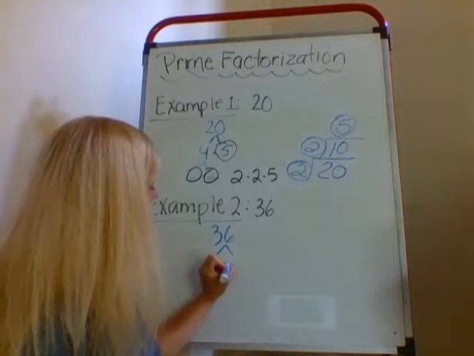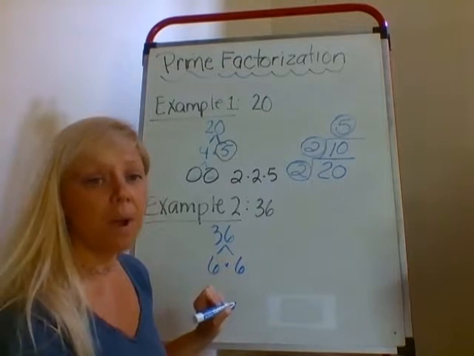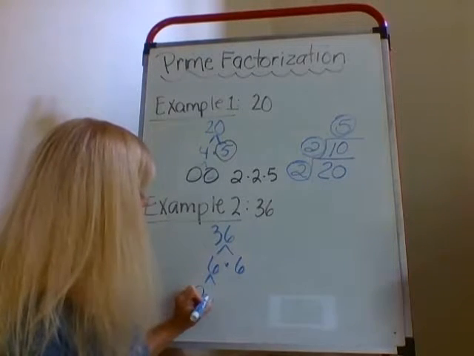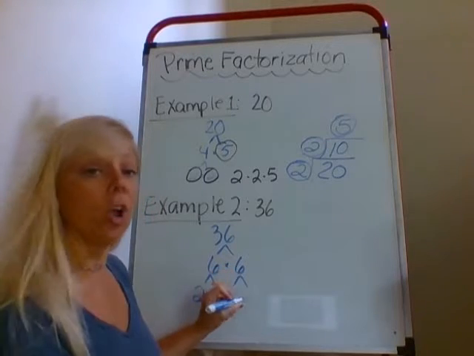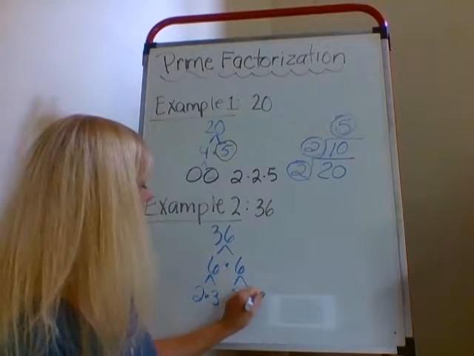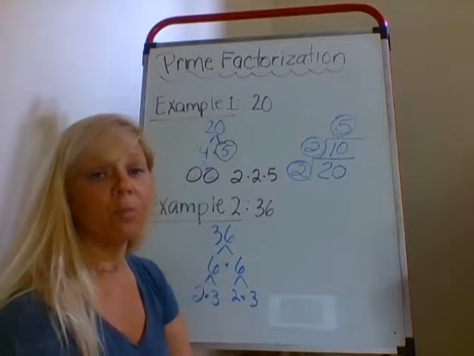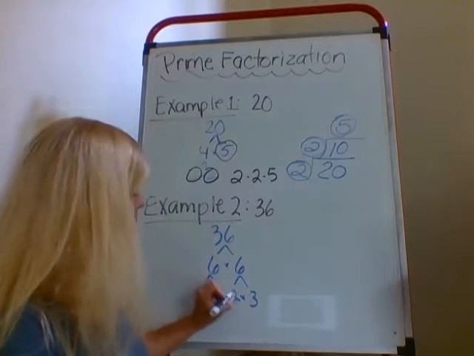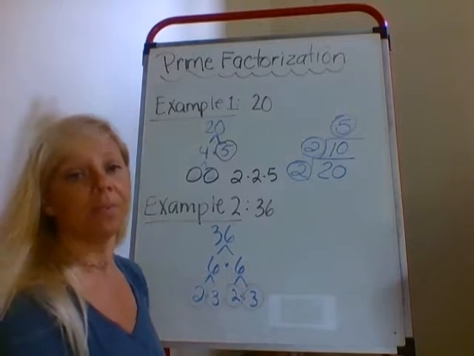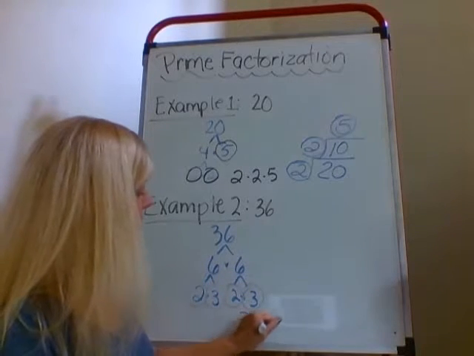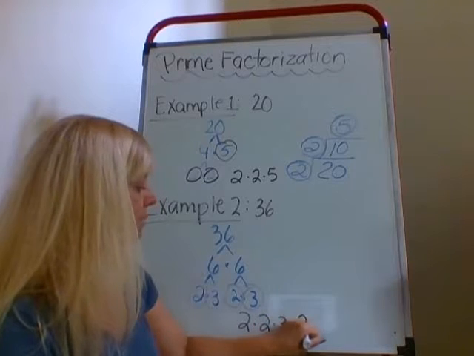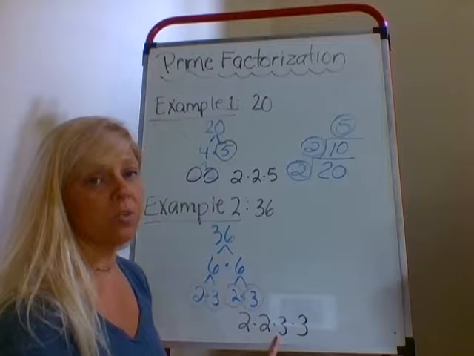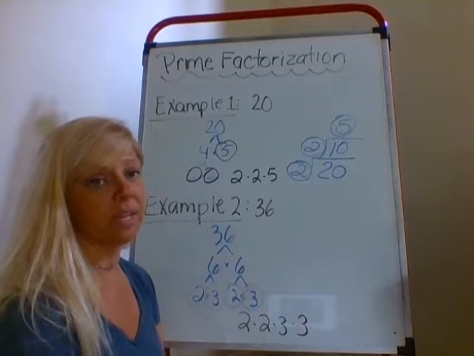So if I go 6 times 6, 6 is a composite number. So I keep going down to 2 times 3. Notice there are no ones allowed in my trees. I'm only looking for prime numbers and 1 is not prime. So I'm left with 2 times 3 times 2 times 3. So I can rewrite this as 2 times 2 times 3 times 3. So 2 times 2 is 4, 4 times 3 is 12, and 12 times 3 is 36.